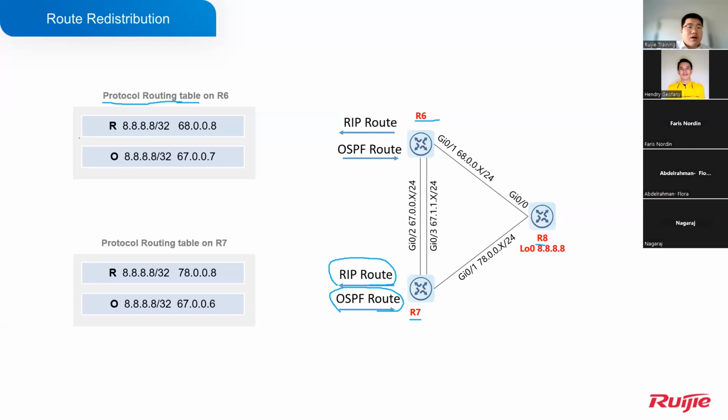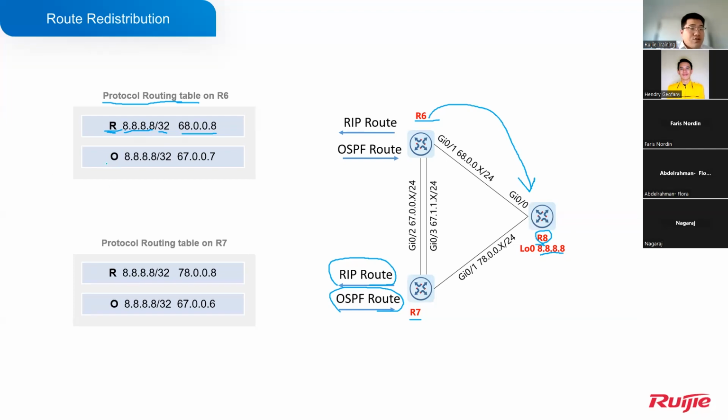For example, now on R6, in the RIP routing table, it has a route to 8.8.8.8/32, and the next hop is 68.0.0.8. The next hop is which? It is R8. It means from R6 to 8.8.8.8, we can go this way, from R6 to R8 and through the loopback interface on R8.